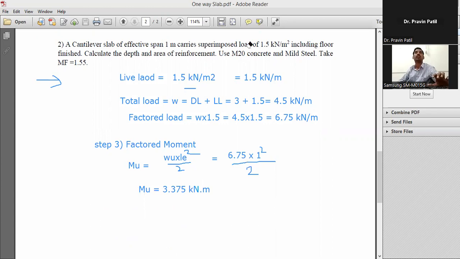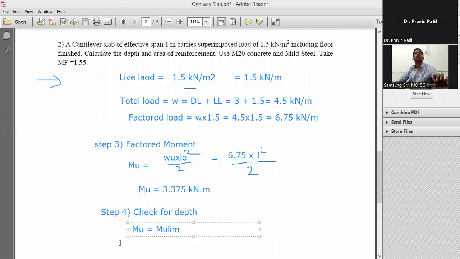Okay. So now step number 4, check for depth. The actual depth we calculated in step number 1, so just check whether it is okay or not. For that we need to equate Mu equal to Mu limiting.